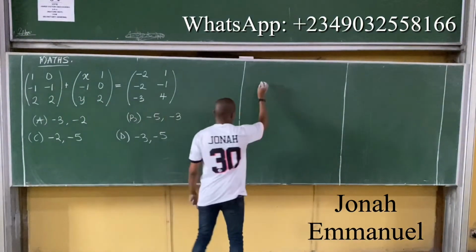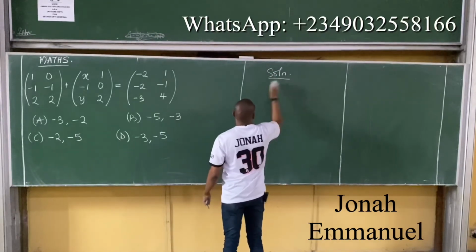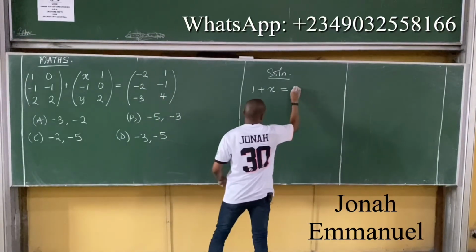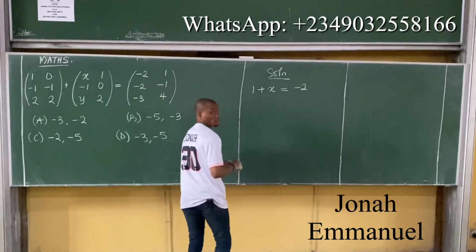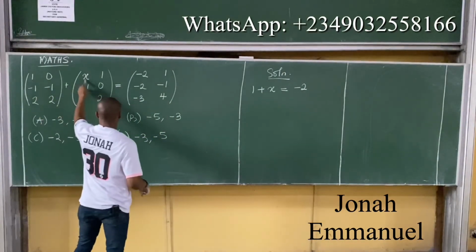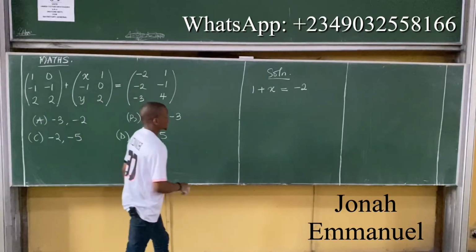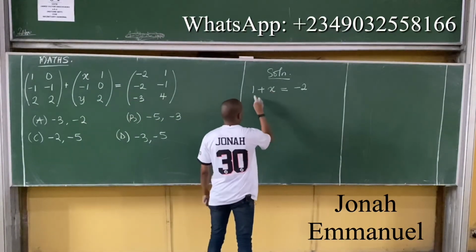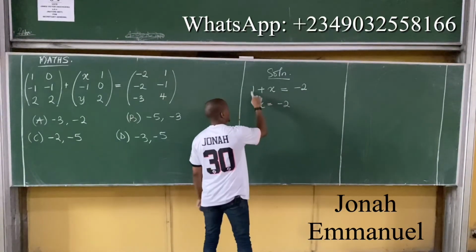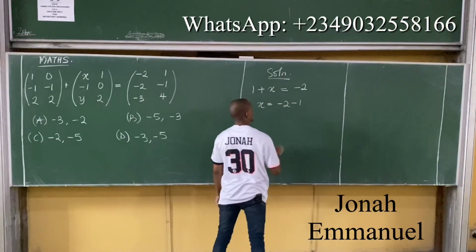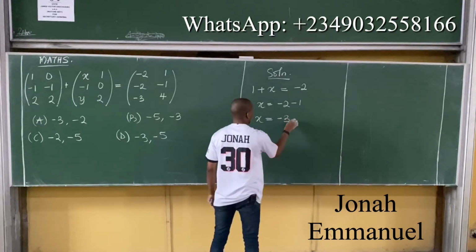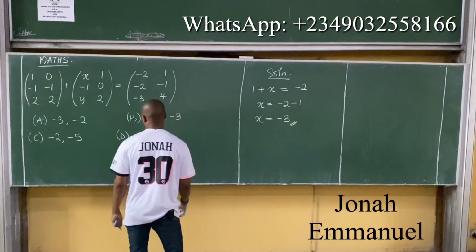So it means that 1 plus x is equal to, what do you have here? Minus 2. Are we good with this? Alright? Just this plus this equal to this one here, that's all. From here now, how do you get x? Move this one over here. That means x is equal to minus 2 minus 1, which is minus 3. So hence, x is minus 3.